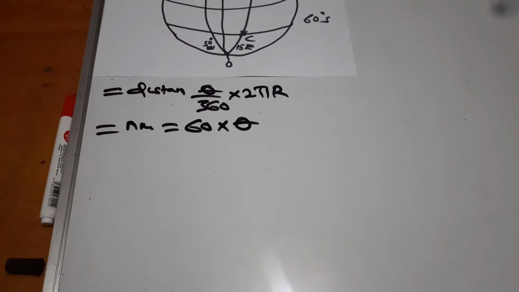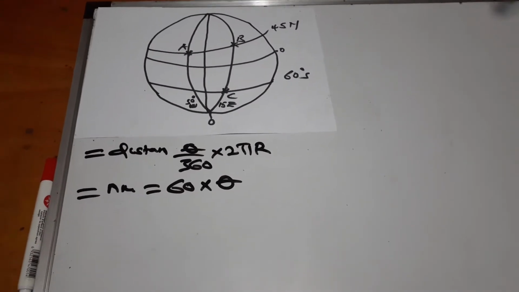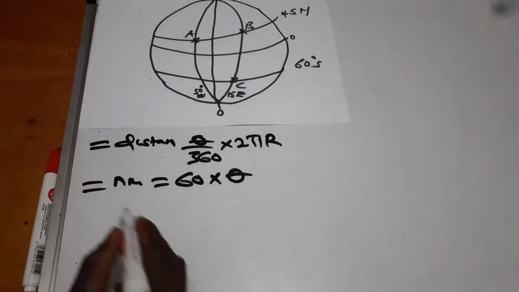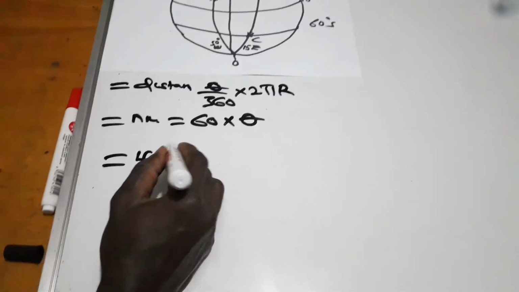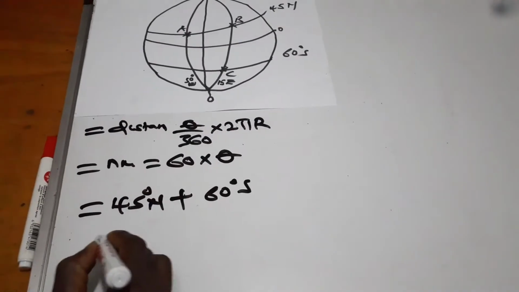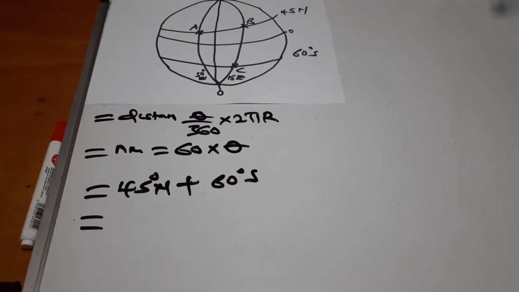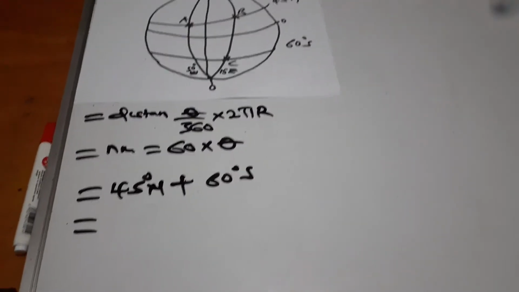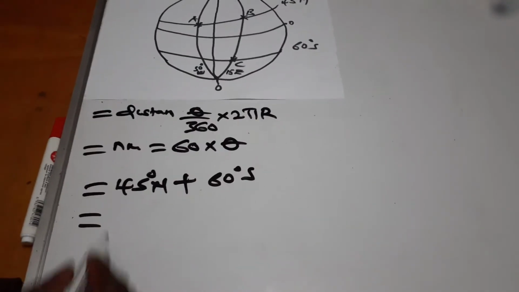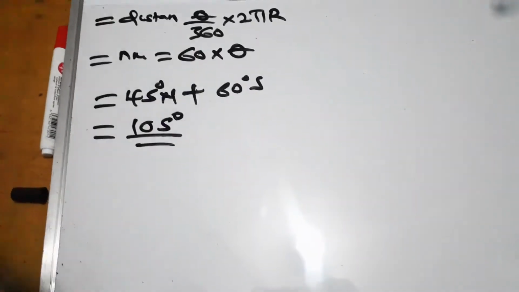But first we're going to find our angle difference. You can see that B is located at 45 degrees to the north, and C is at 60 degrees to the south. So it means that the angle difference will be 45 degrees to the north added to 60 degrees to the south. We are adding because they are on different hemispheres; when they are on different hemispheres we add, when they are on the same hemisphere we subtract. You can check this in our video on location of places on the earth. So 45 plus 60 is going to give us 105 degrees. So we have our angle difference.